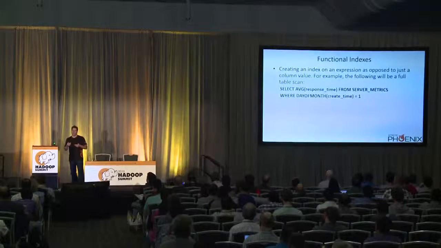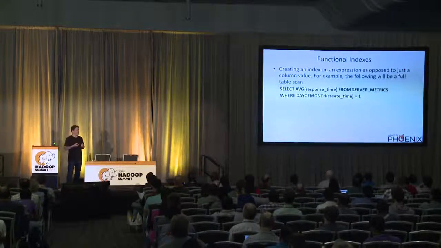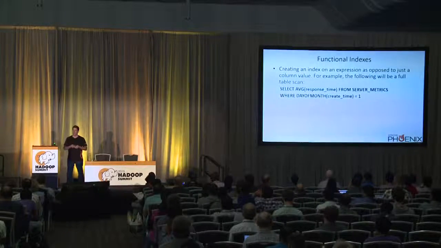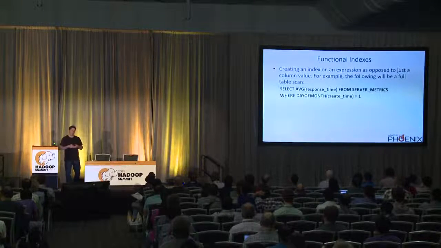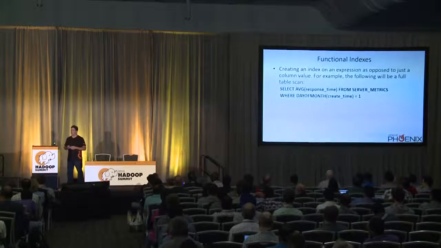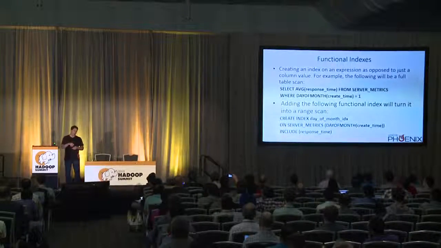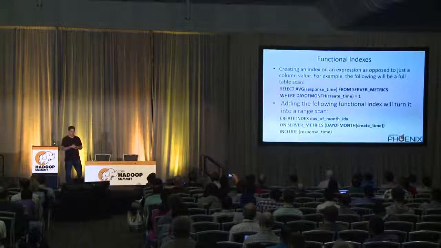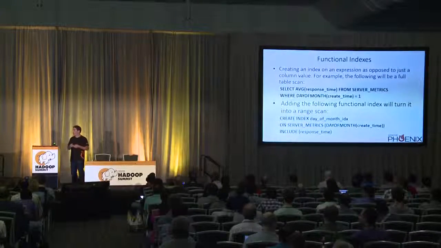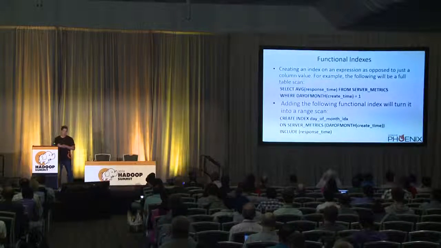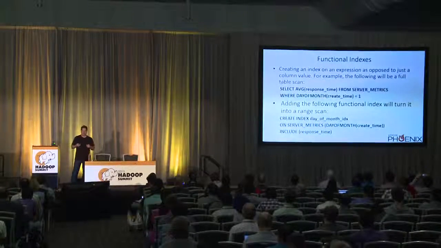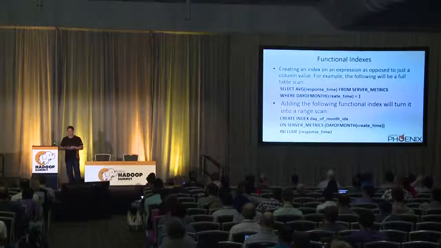Functional indexes is where you're not just indexing on a column, but you're actually indexing on an expression. So take this query, for example. By default, this is going to do a full table scan across your server metrics table. Maybe one day there's more load on your system, so you're trying to hone this down, so you're executing this query a lot. So what you can do is add this secondary index, which is a functional secondary index. You notice what we're indexing on is a function of the create time instead of just the create time column. So now when you execute that query above, Phoenix will automatically use the index instead of the data table, and it'll do a range scan only for the day that you're interested in.